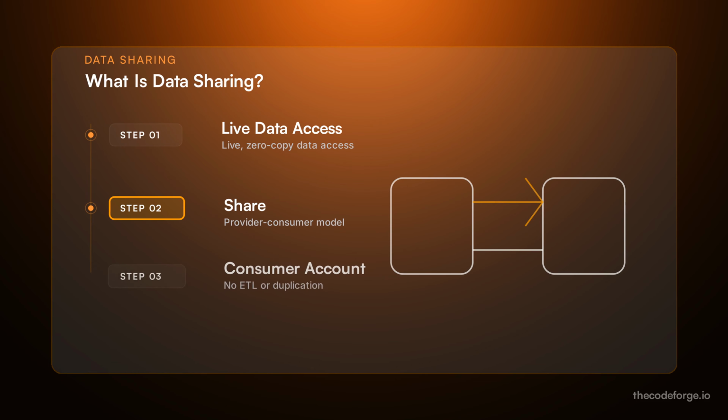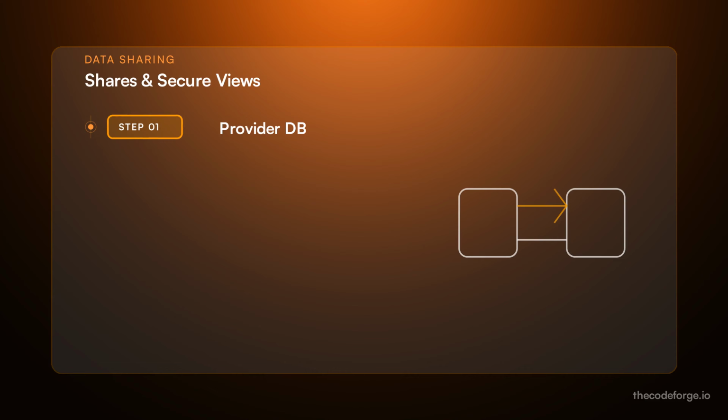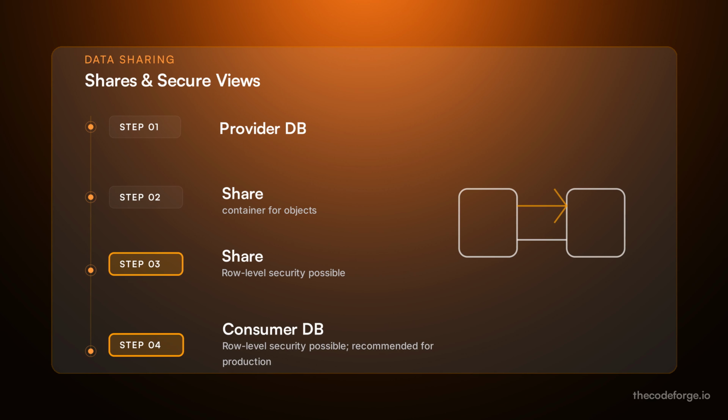The provider creates a share, adds objects, and grants access. Consumers see a read-only database that's always current. A share holds references to databases and schemas. On the consumer side, a consumer DB appears, and secure views are the recommended way to share data. They hide underlying tables and can enforce row-level filters.